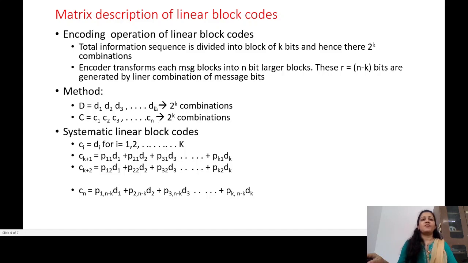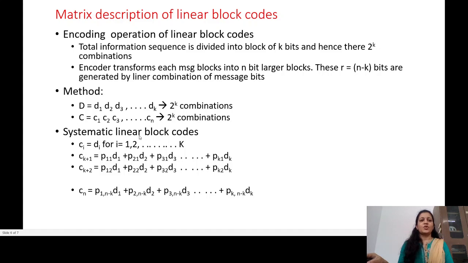For example, if my k value is equal to 2, I will have 4 different combinations: 00, 01, 10 and 11. And for all these 4 combinations, I have to generate a code. So if I generate a code for all of these 4 combinations, that means I will have 4 code words also. Now we know how to generate an n-bit code word with the help of k bits.